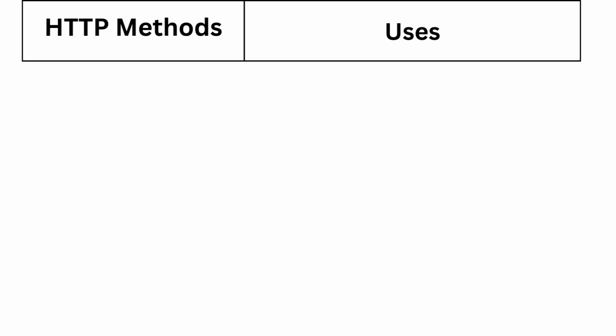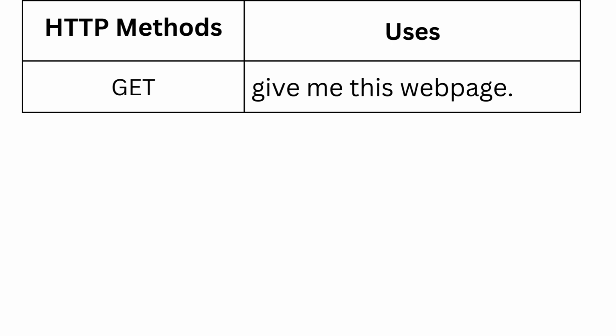Now, let's talk about those HTTP methods I mentioned. These are like the verbs of HTTP. They tell the server what you want to do. Here are the big ones. GET, the most common method. It's like saying, "Hey server, give me this web page." It's used to retrieve data.